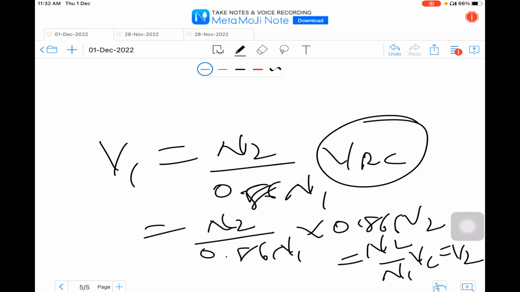So we say if the load is balanced on one side, it would always be balanced on the other side. This proves that by taking only two two-winding transformers, we were able to operate them as a three-phase transformer. So this is all about the Scott connection. Thank you.